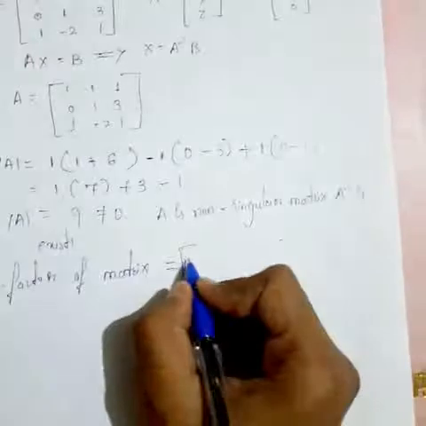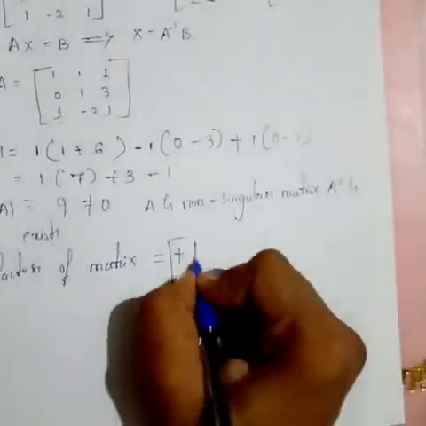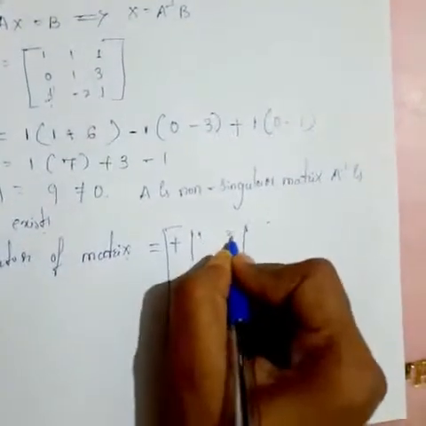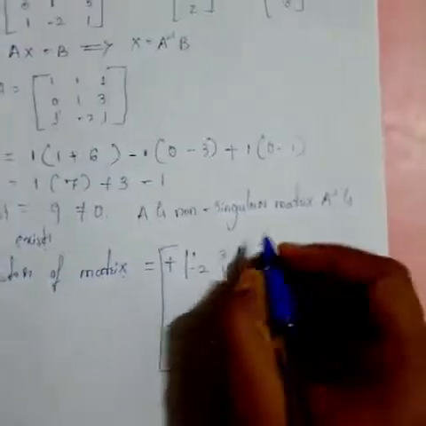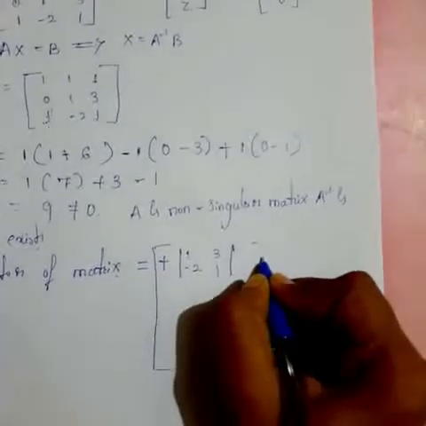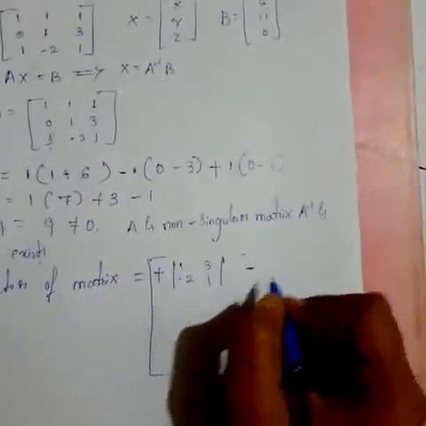First we have to put the alternating sign, remember this one, plus. Then you will get what here? First row first column: 1 3 minus 2 1. Similarly, in the second element of the cofactor matrix we have to put the alternating sign. If it is plus here, then we have to put a negative sign here.